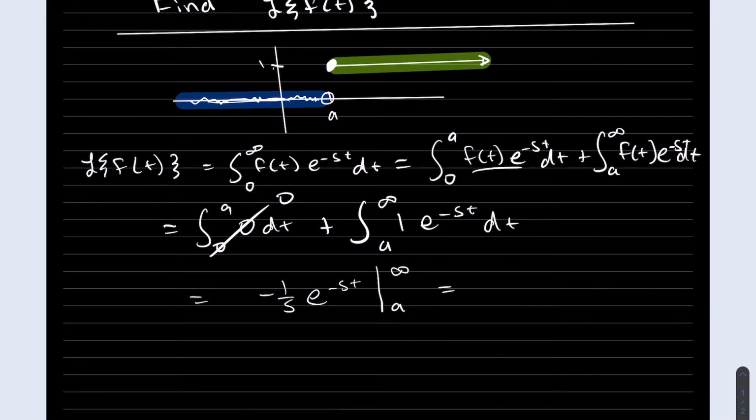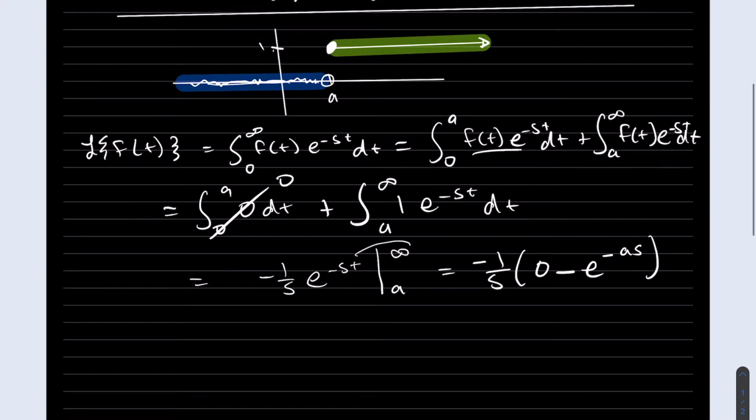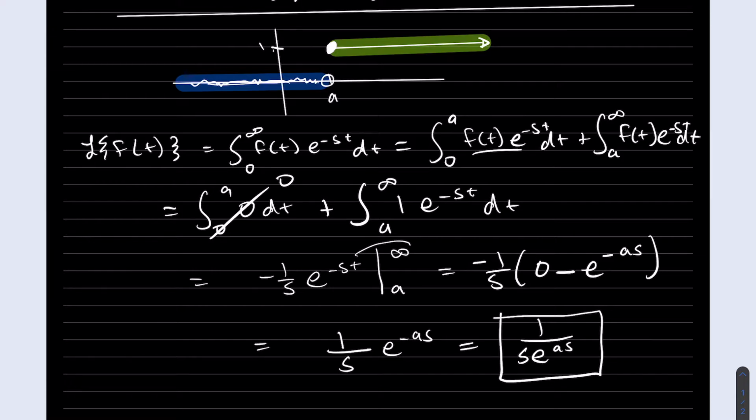So we plug in infinity. Well, we'll pull out our constant. I like to do that first. You plug in infinity, and that's 0. You plug in a, and you're plugging it in for t. That's what we get. Do the math. It's 1 over s positive. We can write that as, since it's a negative exponent below, and you can see it's 1 over s.